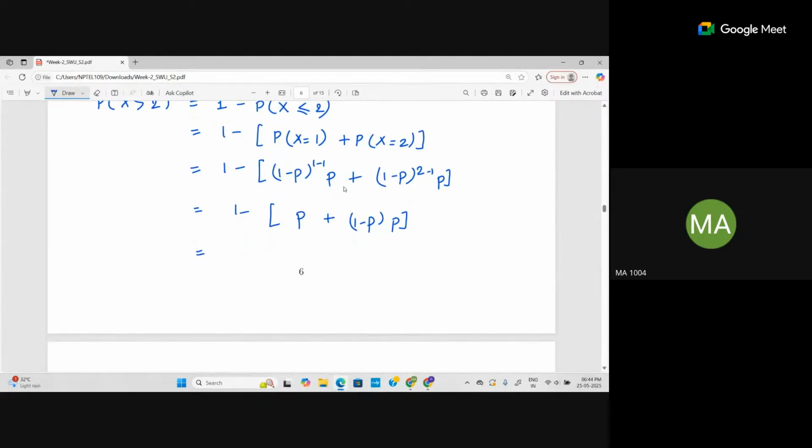Okay, so we can solve it. 1 minus, you can take p as common, so it will be 1 plus 1 minus p. Okay, so 1 minus 2p plus p square, right? Which is again 1 minus p whole square. Yes, right? Now you just put the value of p. Okay, it will be equal to 1 by 4.